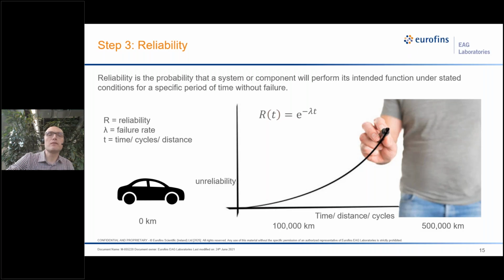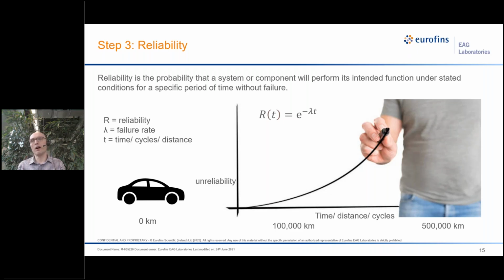First, we're going to talk about the meaning of reliability. We already discussed this from our customer's point of view, but now from a mathematical point of view. Reliability says something about the probability that a system or component will do what it is supposed to do under certain conditions after a certain time. The longer a system or component is in use, the less reliable it will be.